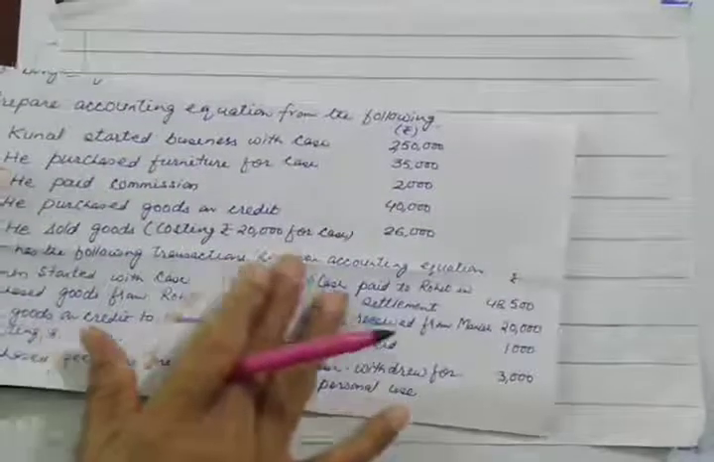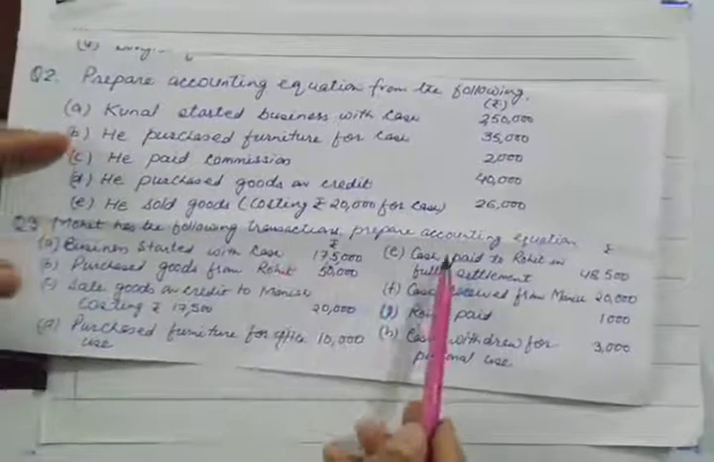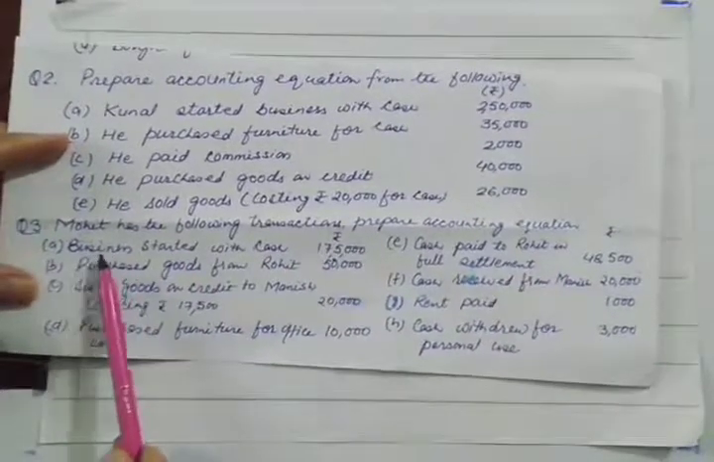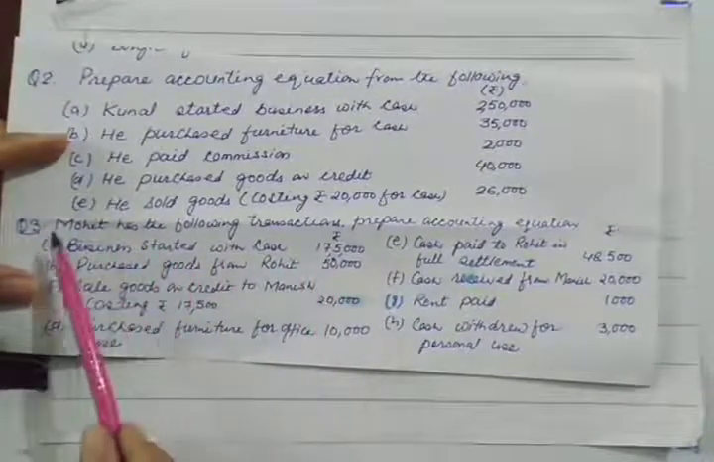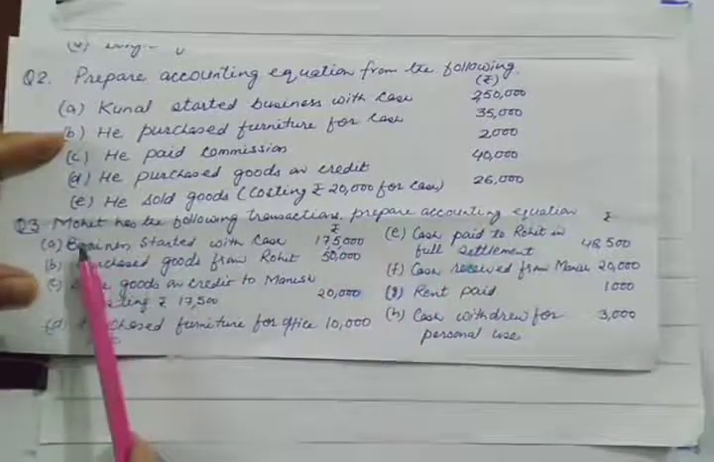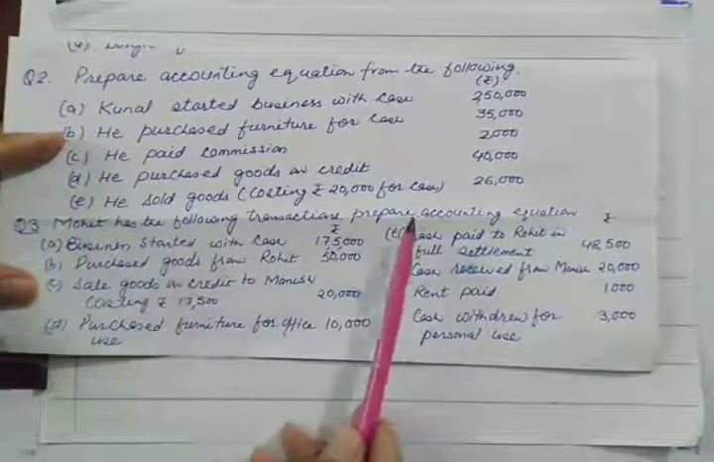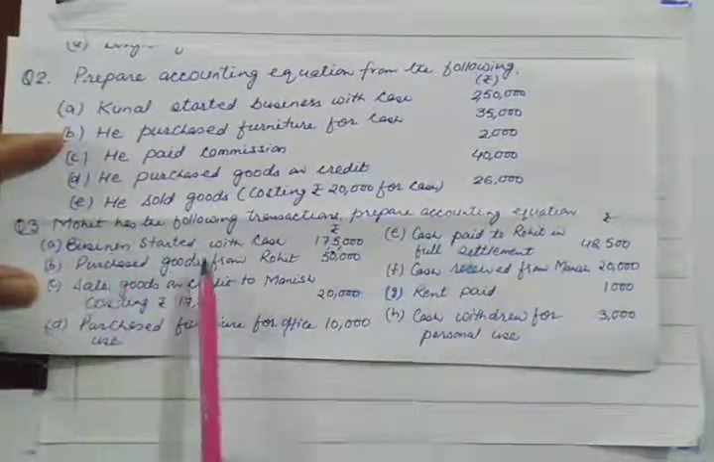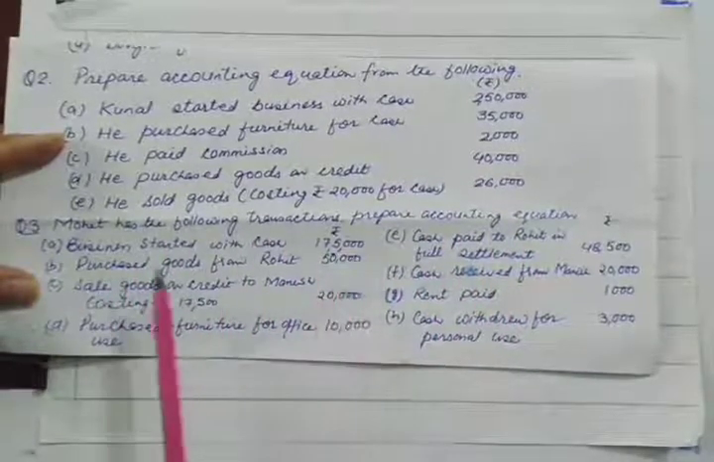So let us read this last question first. Mohit has the following transaction. Prepare accounting equation. Business started with cash. This we have done in the Zoom class also. So I am repeating this question. Mohit has the following transaction. Prepare accounting equation. Business started with cash 1,75,000.